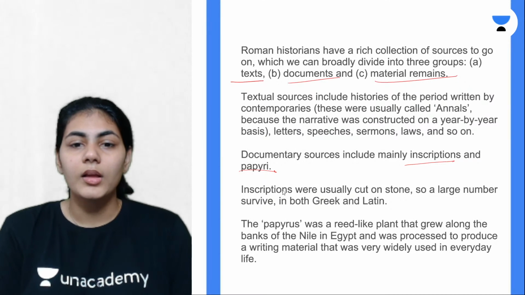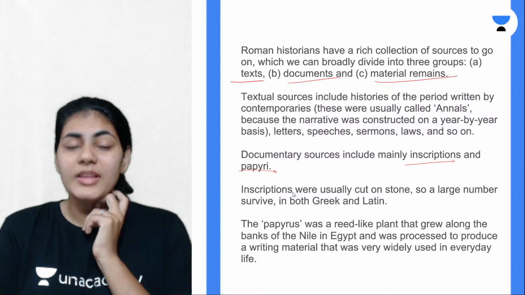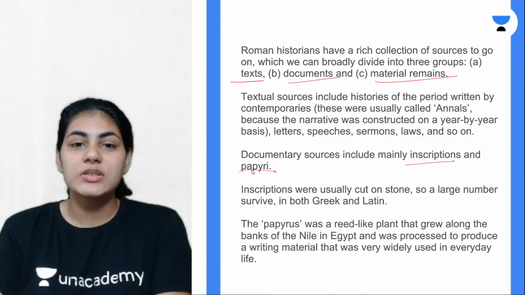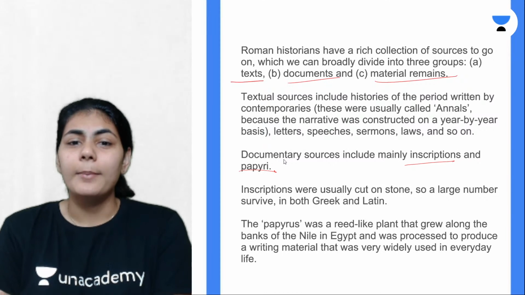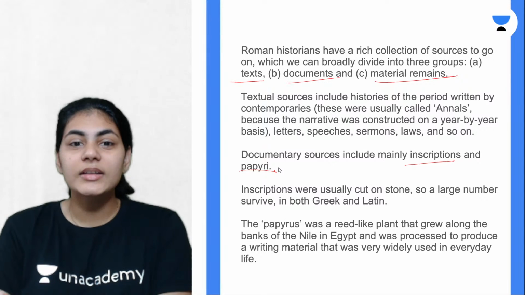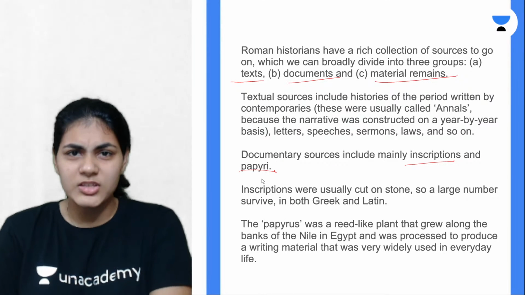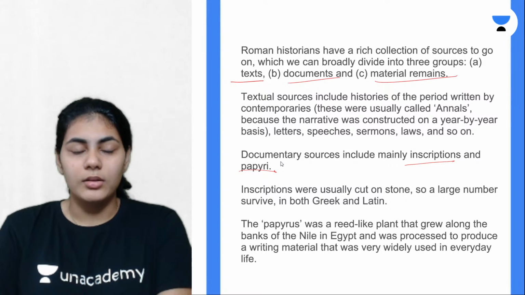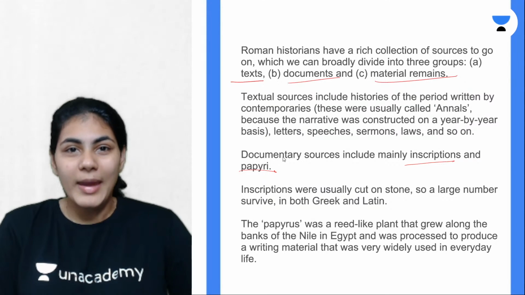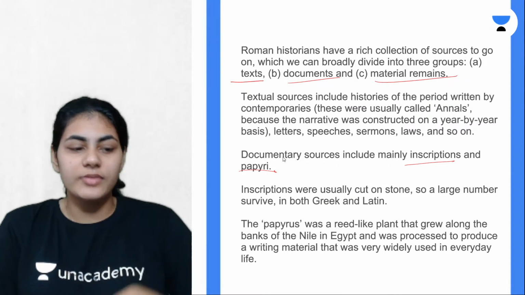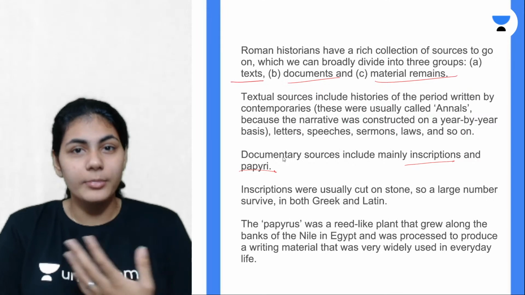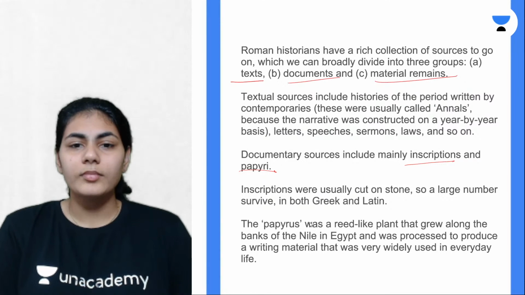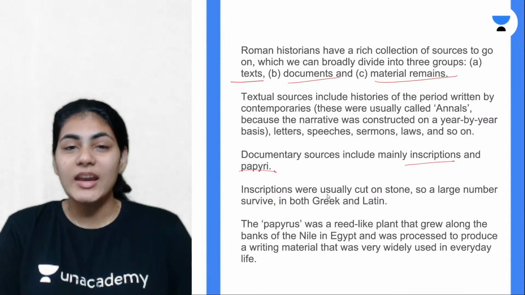Okay, so that's inscriptions, right? The first part of the documentary sources. The second part of the documentary sources are papyri. So again, papyri is a term which we have encountered in one of the previous chapters, where we were talking about how China was the biggest producer of paper, right? So in that context, we've talked about papyri. If any of y'all remember, otherwise, if y'all don't, I'll explain it again. So no worries.